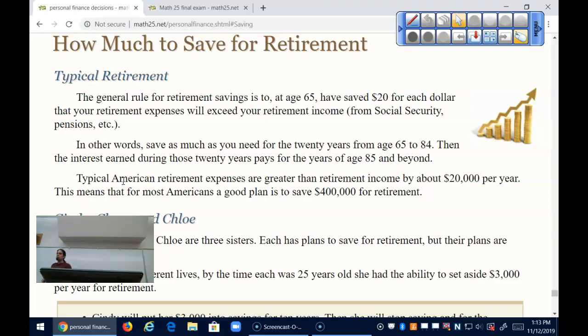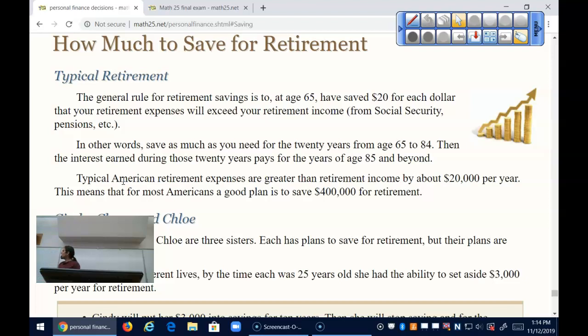We have 5 minutes. We can talk about the words, and we'll do more examples next time, as well as your homework. So the general rule for retirement savings, if you talk to investment people, have a financial advisor, read magazines or websites, is at age 65 to have saved $20 for every dollar that your expenses in retirement will exceed your income.